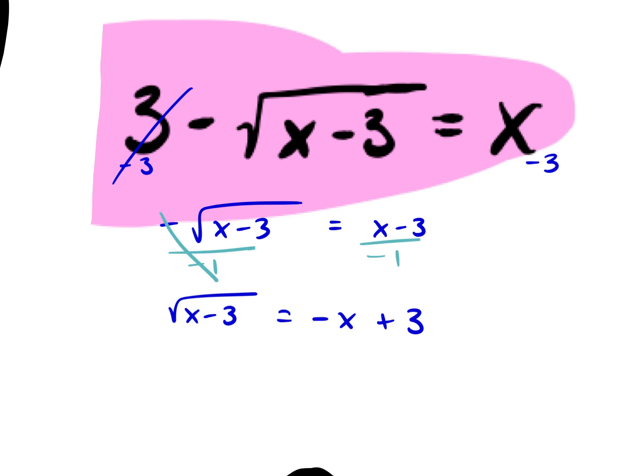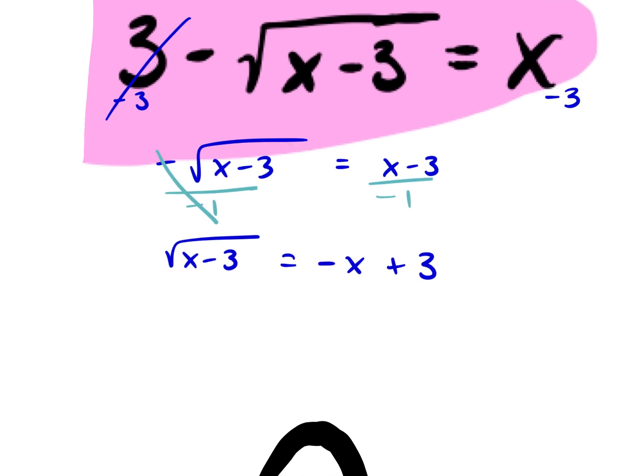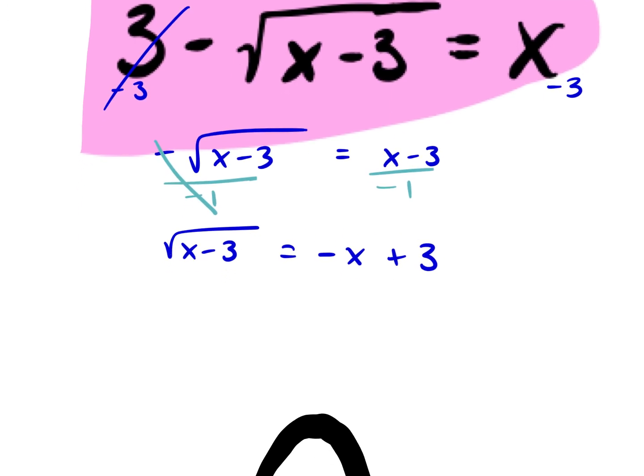What should we do next? Once our square root is all by itself, what should we do? Square both sides. So the square root and the squared cancels. We're just left with x minus 3 equals, on the right side, we have to write it twice and FOIL it out. So negative x plus 3 times negative x plus 3. We have to FOIL.